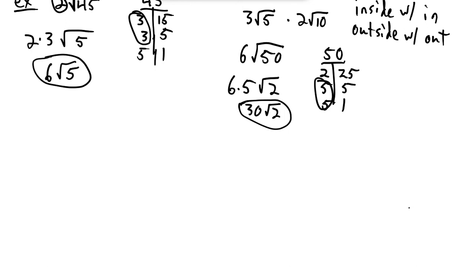And one last one. This one is harder. We're going to include variables with it. So what happens if we're trying to take the square root of 20x to the 4th y cubed? Oh no, we have variables in here. Well, let's start with what we know.